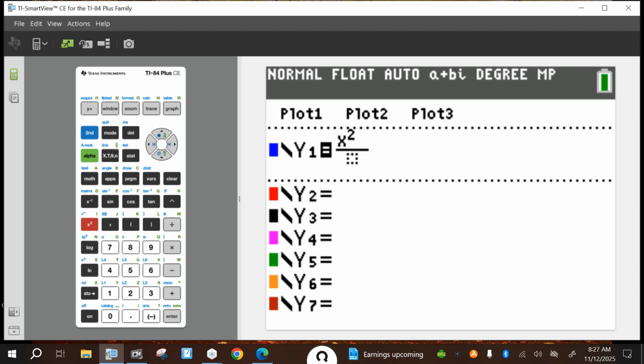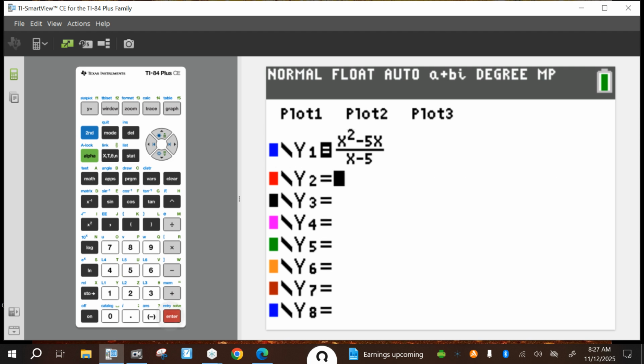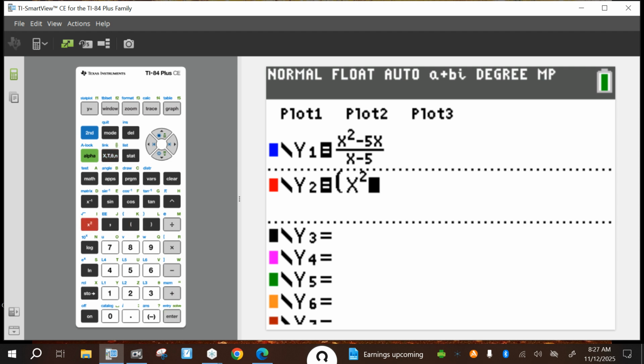So our equation was x squared minus 5x over x minus 5. You can just move your cursor around and type it in. Now, if you don't have that feature in your calculator, you have to use parentheses. You put the top in parentheses, then divide and put the bottom in parentheses, because your calculator needs to follow order of operations. So make sure your numerator's in parentheses and your denominator's in parentheses, because we're dividing the whole fraction together.